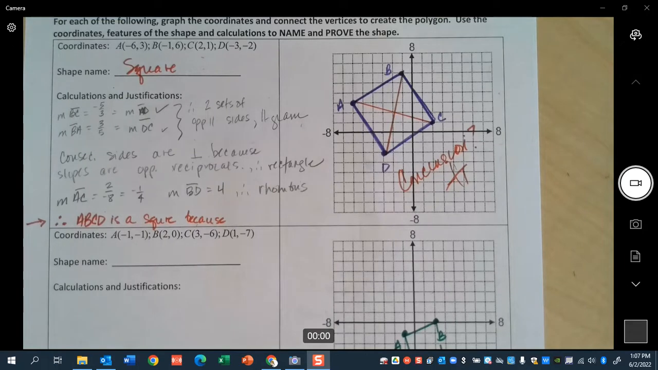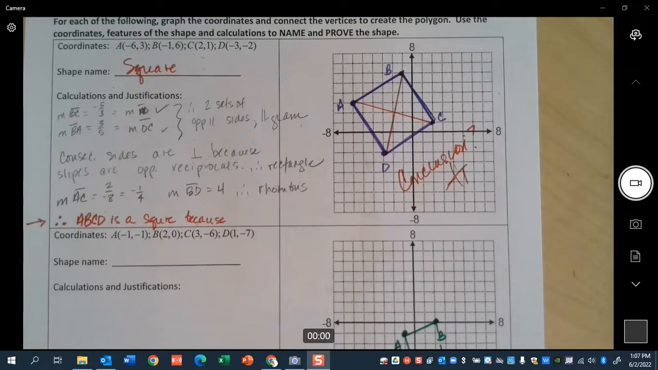Because it has two sets of opposite parallel sides, which make it a parallelogram. It also has perpendicular diagonals, which makes it a rhombus. I think that's enough, because there's no other parallelograms with perpendicular diagonals, is there? Oh, yeah, there is, it's a rhombus. We need to know this middle part too. What else is it?